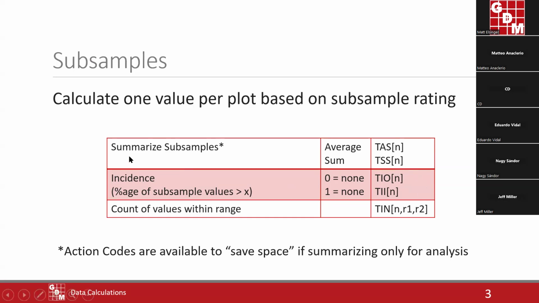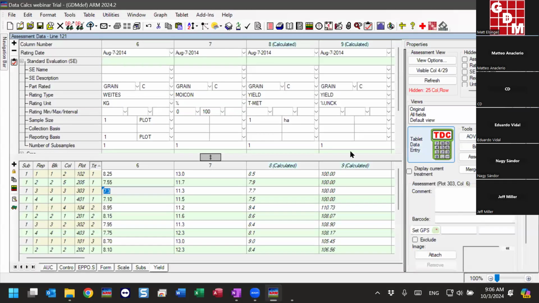So the first one, super basic, is the idea of just summarizing these down to a value. You can just simply average those subsample values. And what will happen is in ARM, you'll have the column. Actually, let me just go to ARM quick so we can visualize those subsamples.